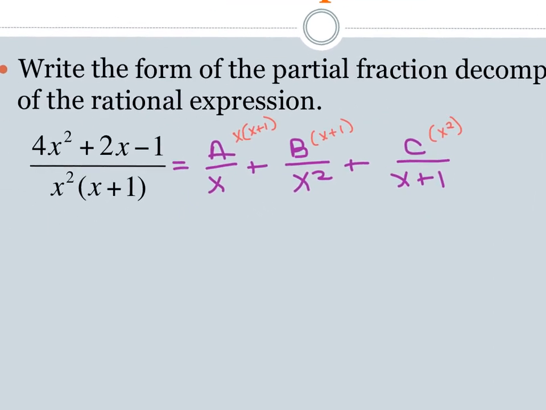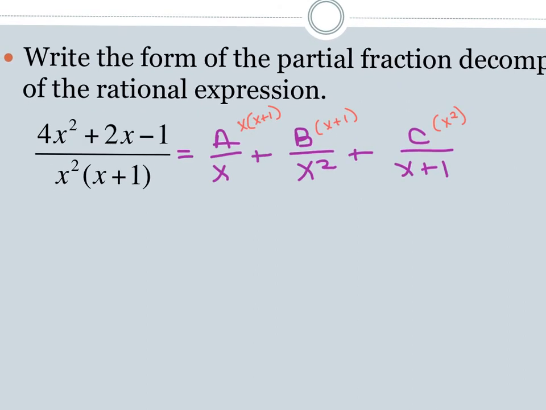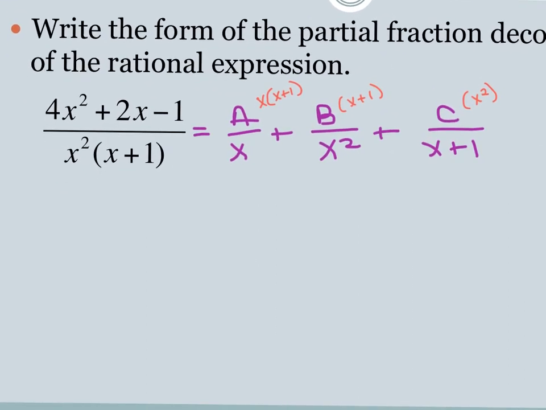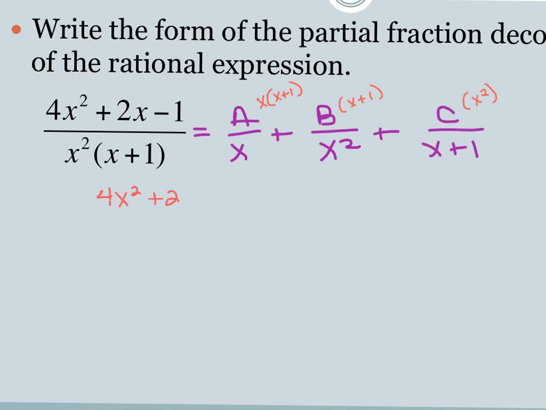And then again, I would have multiplied both the top and the bottom. The bottoms would have all been equal, and now I can focus on just my numerator. So 4x squared plus 2x minus 1 equals a x times x plus 1 plus b times x plus 1 plus c times x squared.